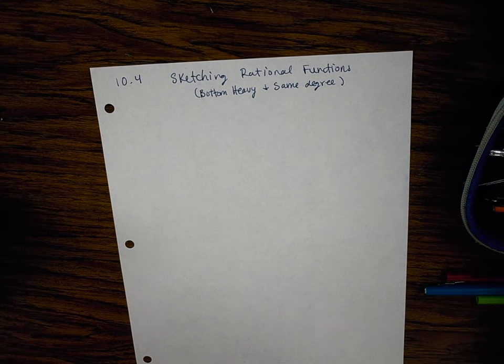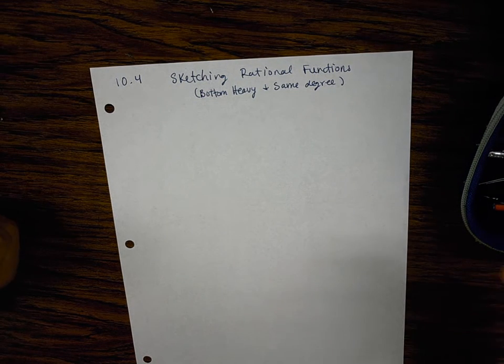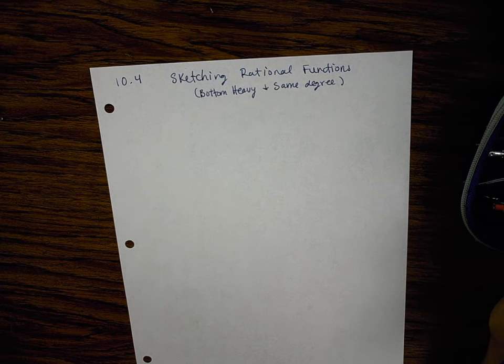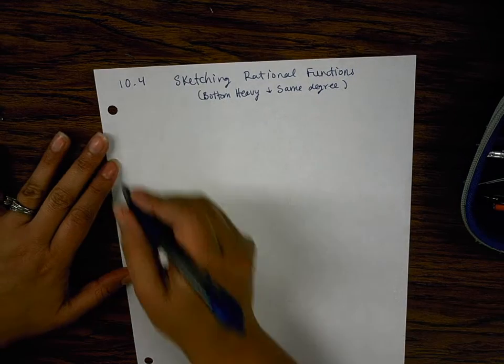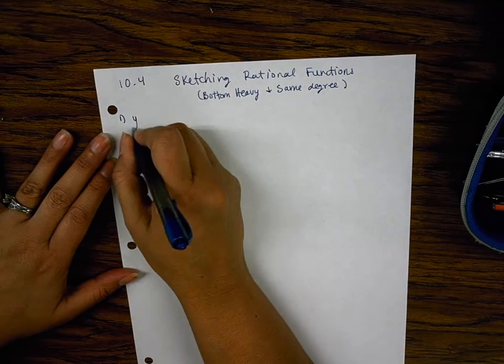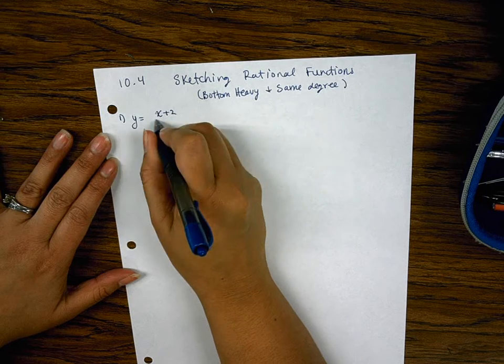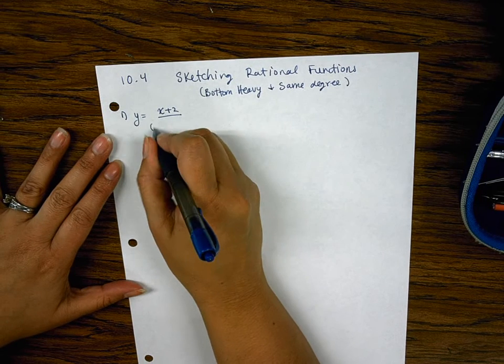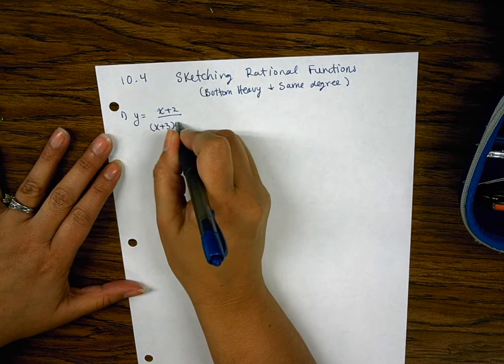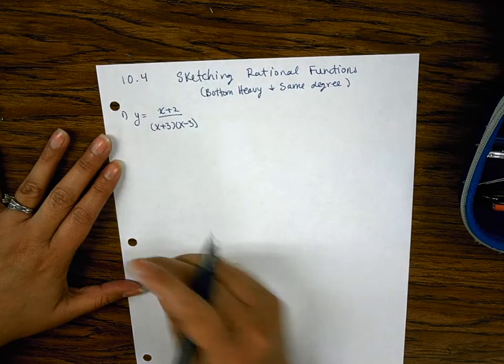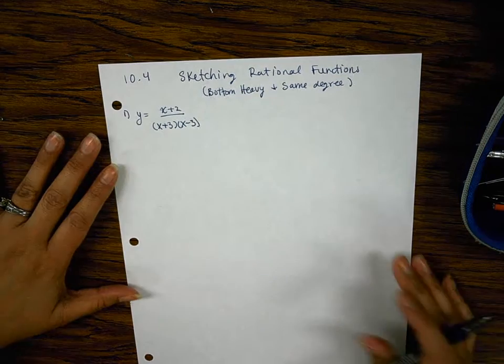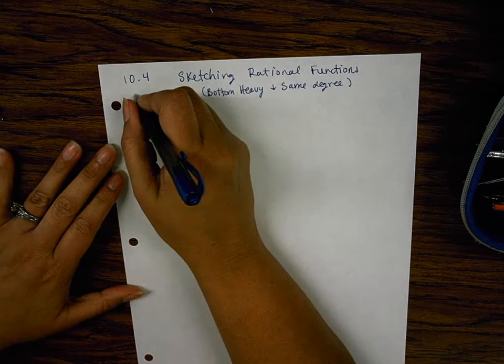The top heavy graphs we'll be doing tomorrow. So for today it's sketching rational functions, bottom heavy and same degree. All right, number 1, y equals x plus 2 over the quantity of x plus 3, x minus 3. All right, and we are sketching these.